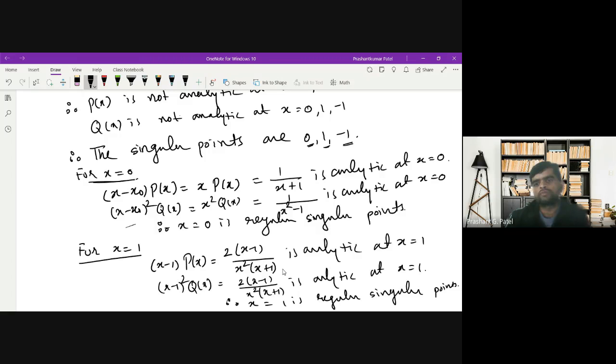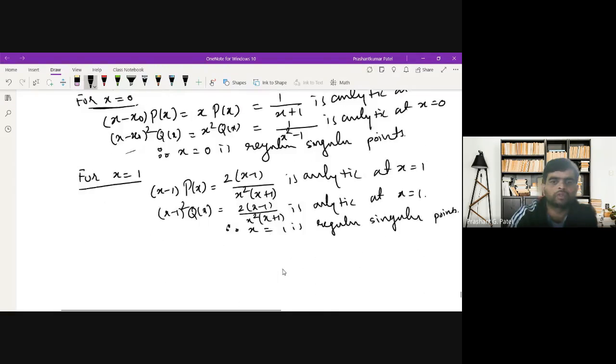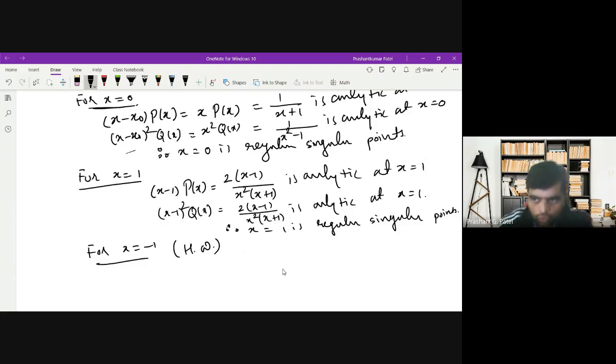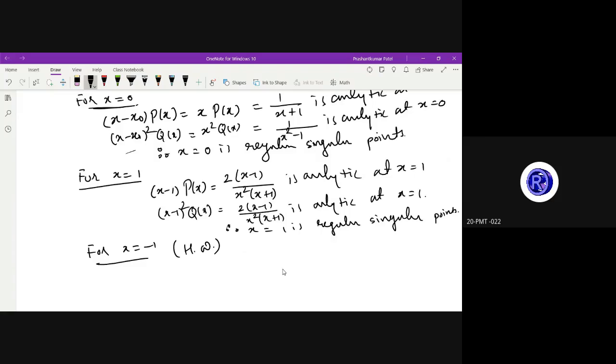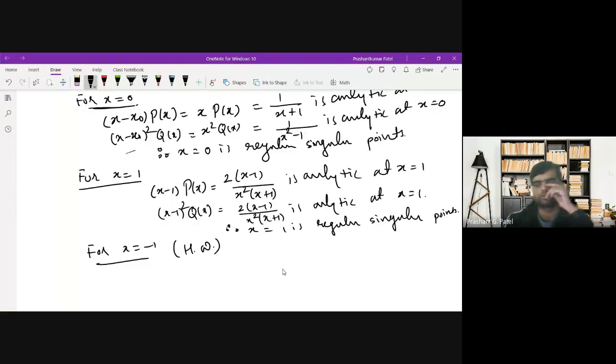Now similarly for x is equal to minus 1, can you do that yourself? Can I give you that as homework? Yes or no? Yes, sir. Okay, so what is the answer? Whether it is the regular singular point or irregular singular point. The point which is not regular is called irregular singular point.